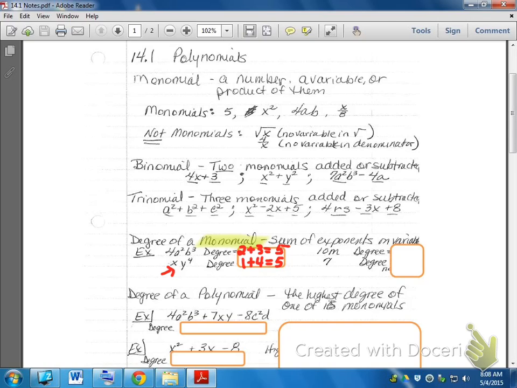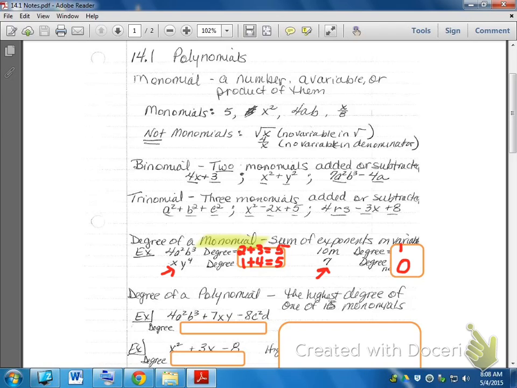Okay, 10m. On 10m, how many different letters do you see? 1. What's the exponent on m? 1. So the degree of that term is just 1. My last monomial is 7. How many different variables do you see with that? 0. So guess what the degree of that is? 0. When there's no variable, it's just a constant, the degree is 0. Are there questions about degrees of monomials? That's if there's just one term.